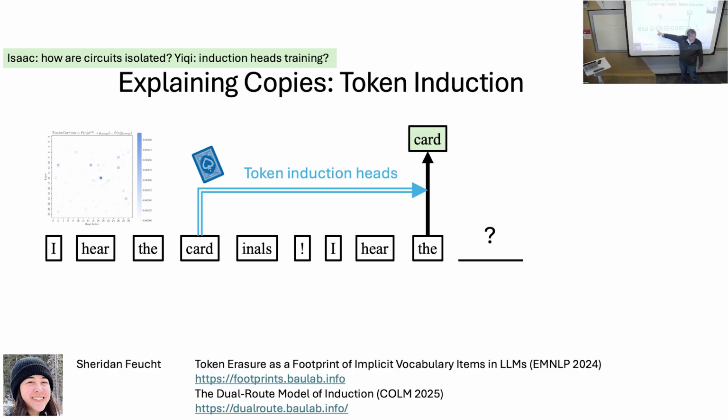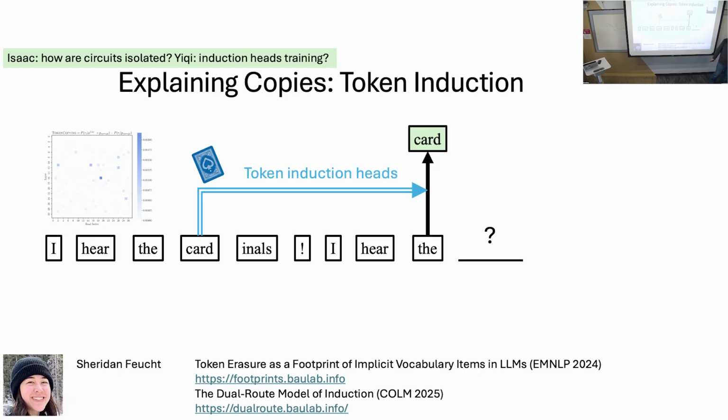And the attention head says, oh, well, in that case, we should copy it. And the attention head goes and looks at the representation of card. It picks up the fact that it's the word card and then outputs this prediction. Make sense? So that's what an induction head is.